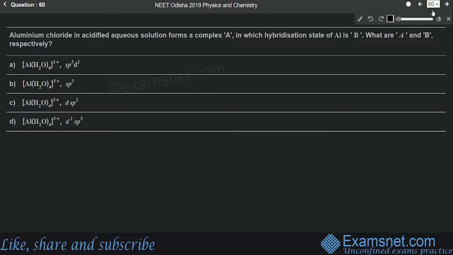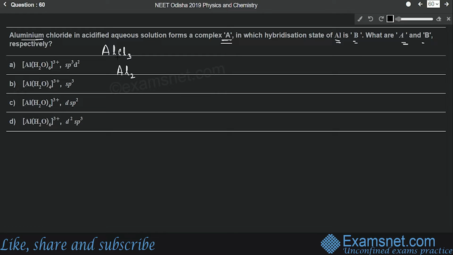Question number 60 is from the chapter Coordination Compound, and the question is: aluminium chloride in acidified aqueous solution forms a complex A in which the hybridization state of aluminium is B. What are A and B respectively? Okay, so we have aluminium chloride, that means AlCl3. Actually, 2 molecules of aluminium chloride will take part in the reaction.